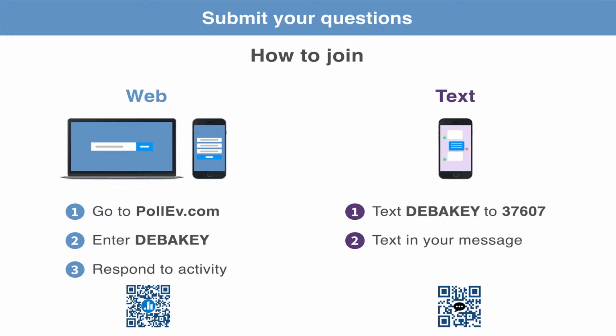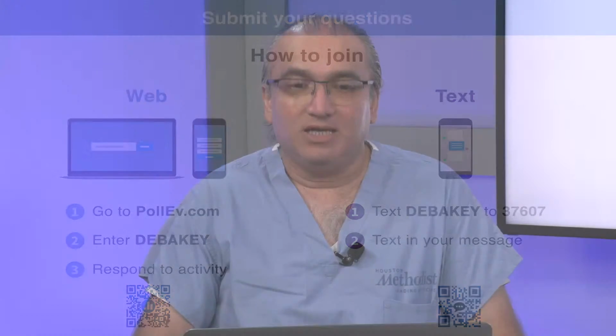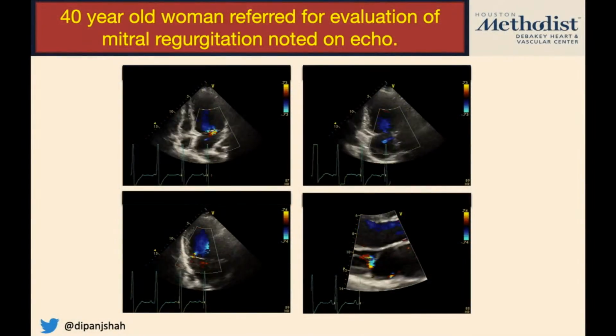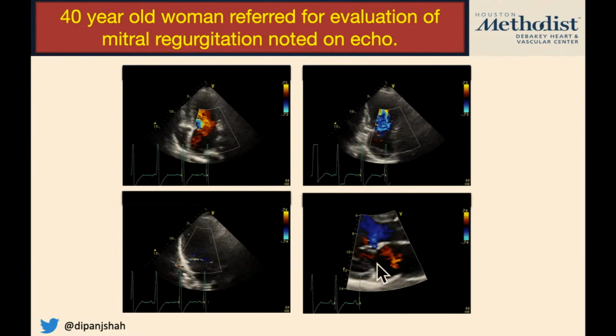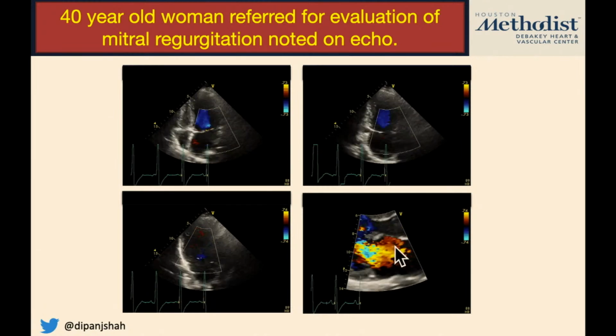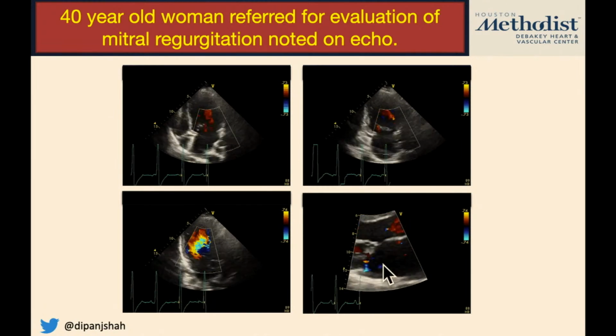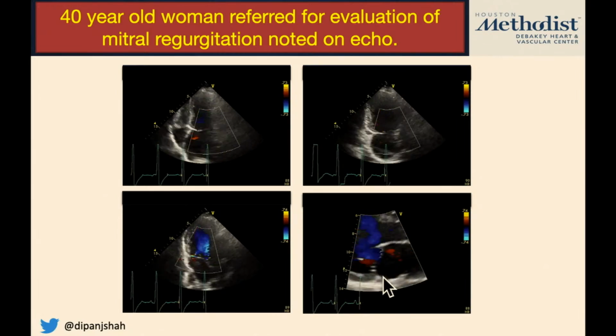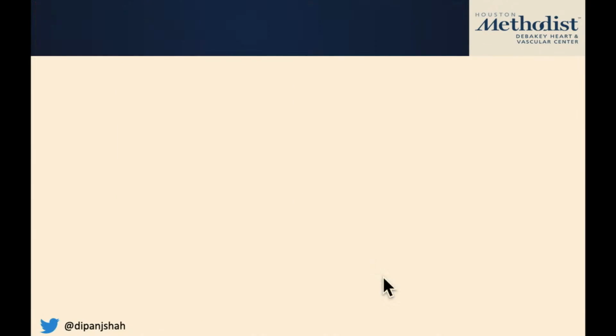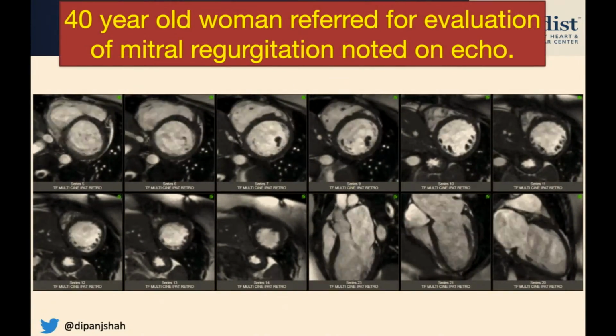So let's start off with a case. This is a 40-year-old woman who is referred for evaluation of mitral regurgitation that was noted on echocardiography. And I think Nadeen very nicely pointed out that here's an example, if you look at the lower right-hand column, of a patient who's got a very eccentric mitral regurgitation jet, and that sometimes can be challenging to quantify by echocardiography. So that's the reason the patient was referred to the CMR lab.